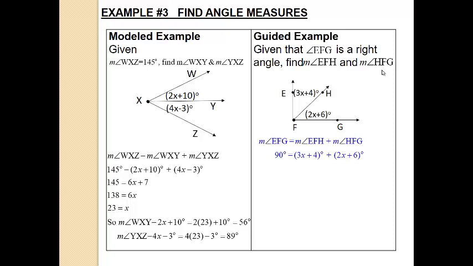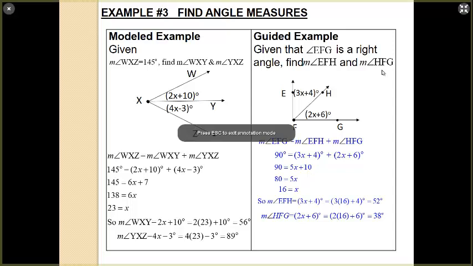The way you do this is set up the angle addition postulate, plug in what you know using substitution, and then solve like you normally would, solving for x, and I get x is equal to 16. But we need to find out what EFH is and HFG, so we have to plug it into each one of the parts. Once we figure out what x is and plug it in, we get 52 degrees and 38 degrees.